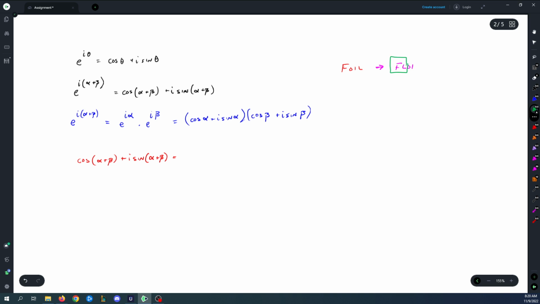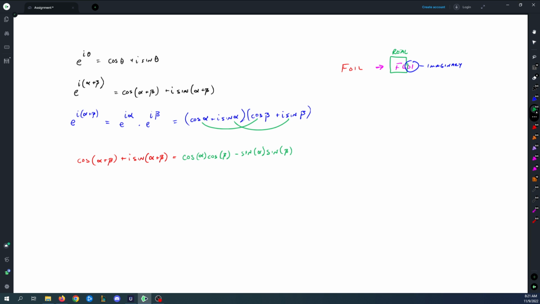The F and the L, those contain your reals. So that first and last contain your reals. The O and the I contain your imaginaries. So we can help ourselves out here. So my reals are going to be my fronts and my backs. So this is going to be cosine alpha cosine beta, minus, now the minus comes from i squared, which is -1, times sine alpha sine beta.